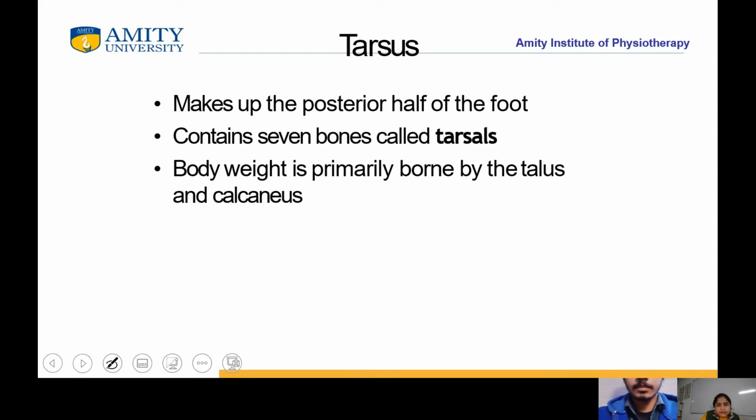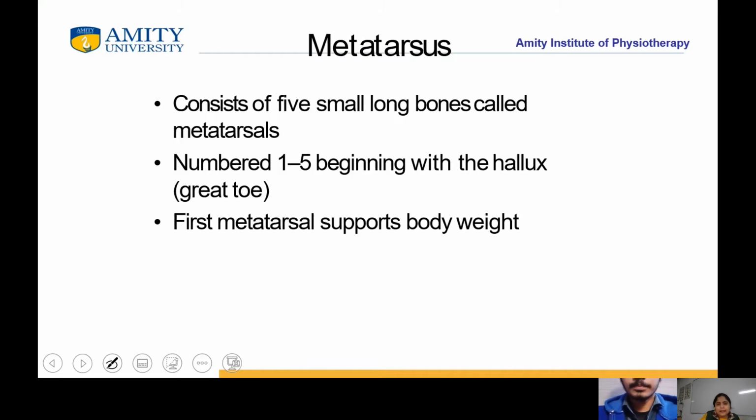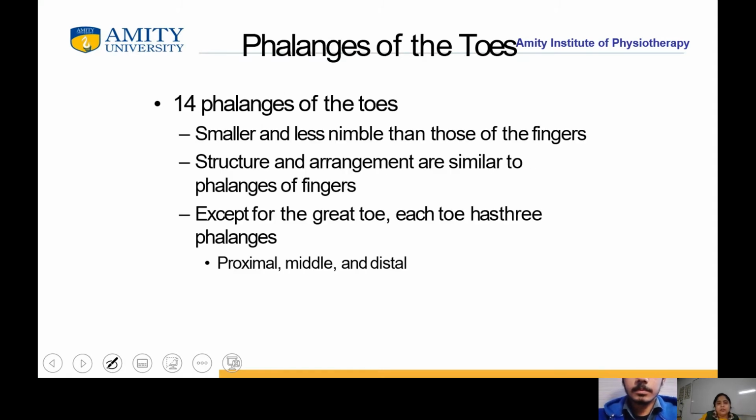Now when we talk about tarsals or tarsus, it makes up the posterior half of the foot. It contains 7 bones that are known as tarsals. The body weight is primarily borne by the talus and the calcaneus. When you talk about metatarsus or metatarsals, it consists of 5 small long bones which are called the metatarsals, numbered 1 to 5, beginning with the hallux, the great toe. The first metatarsal, which is attached to the great toe, is supporting the body weight.